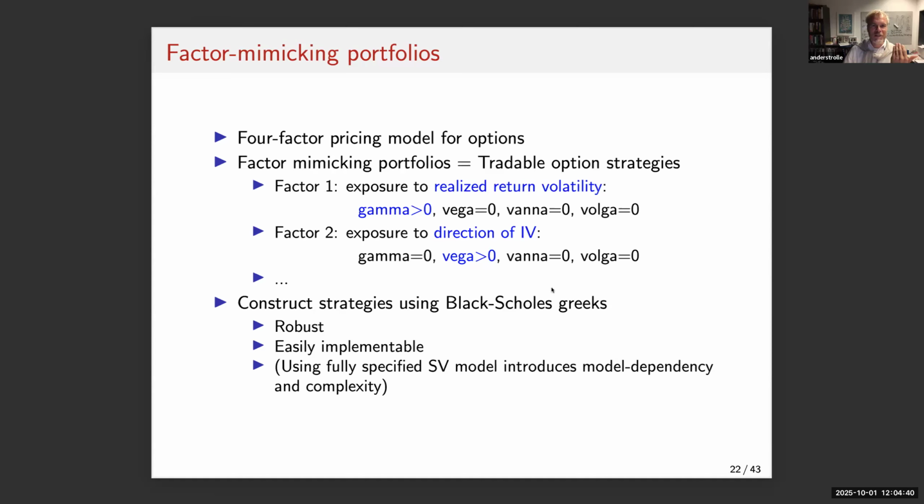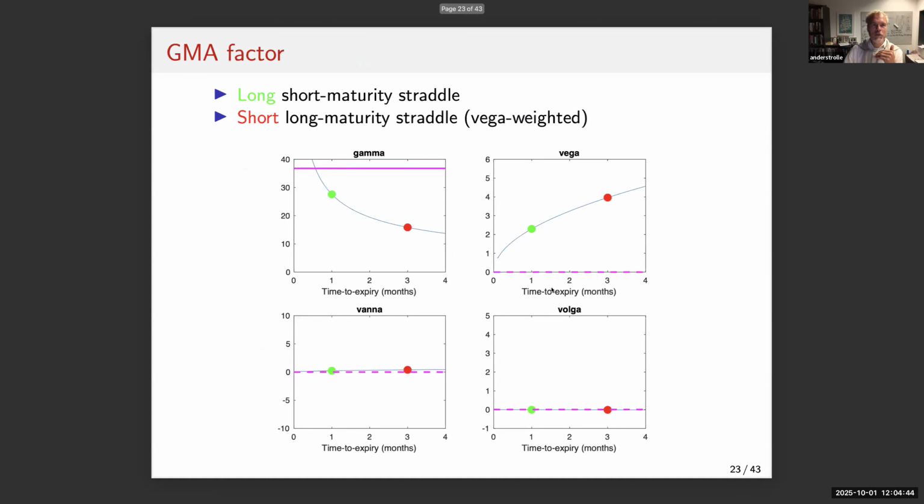So how do we construct these factor mimicking portfolios? Well, when it comes to gamma and vega, we're going to use at-the-money straddles with different maturities. So if we have an at-the-money straddle, then the gamma is decreasing. Here I'm just plotting gamma as a function of time to expiration. As time to expiry increases, the gamma decreases, the vega increases, and vanna and volga are basically 0. And so that means that if we construct a strategy where we go long a short maturity straddle and short a long maturity straddle in a vega-weighted way, then we end up with a portfolio which has positive gamma, 0 vega by construction, and also effectively 0 vanna and volga.